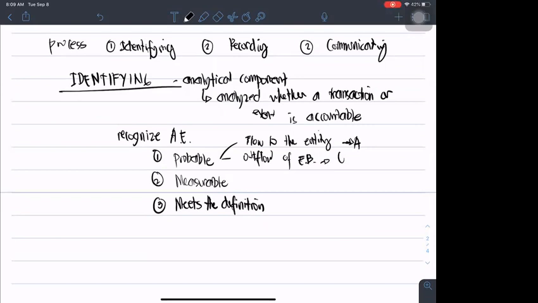Next, we go with your measurable. When we say measurable, it must be capable of assigning peso amounts.